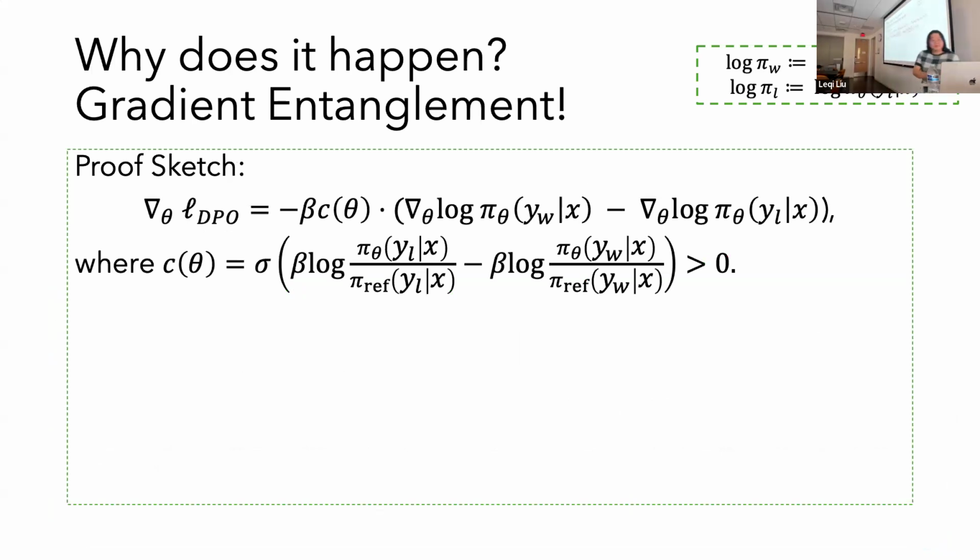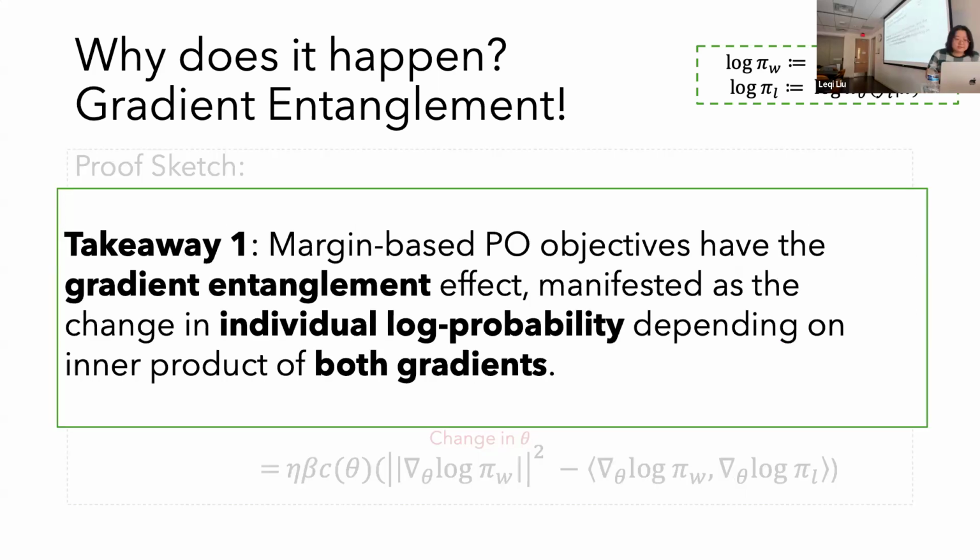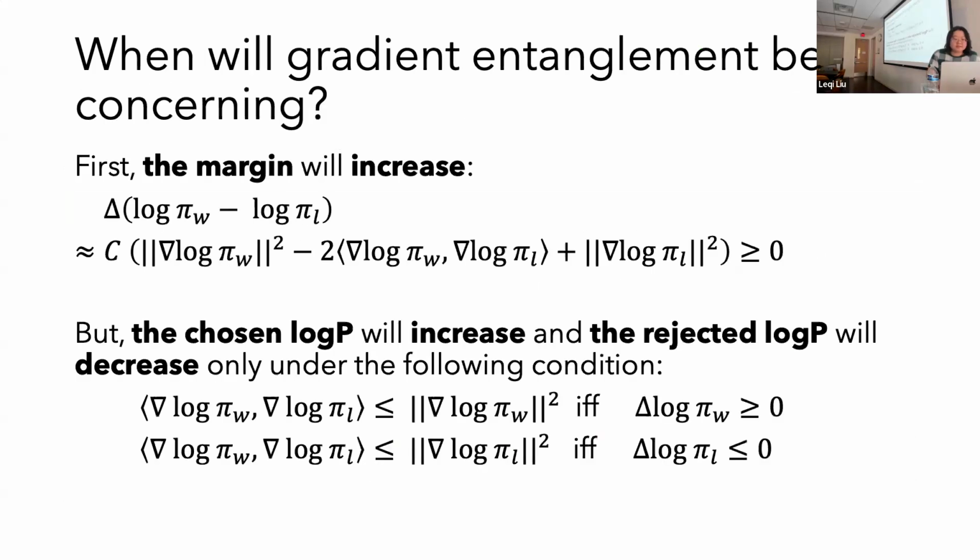We can get the gradient of the DPO, and then use a first order Taylor approximation to get that the change depends on the inner product. So the first takeaway is that current margin-based preference optimization objectives have what we call a gradient entanglement effect, which is that individual log probability depends on both gradients.